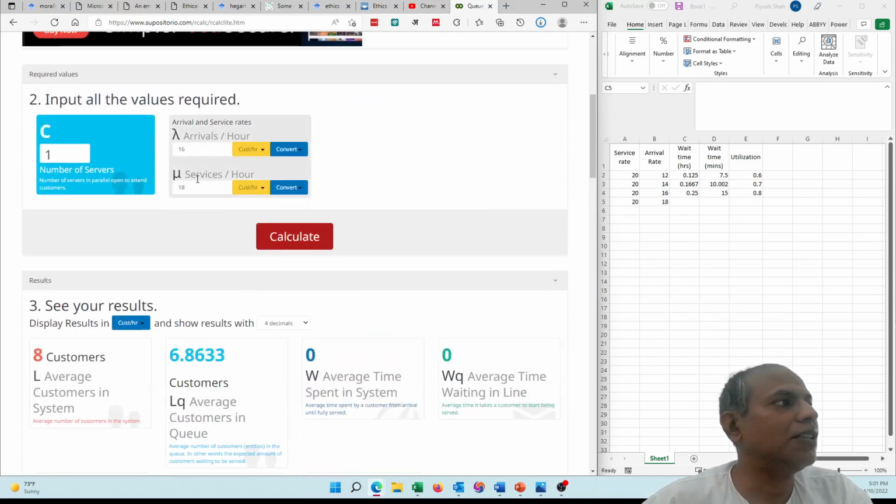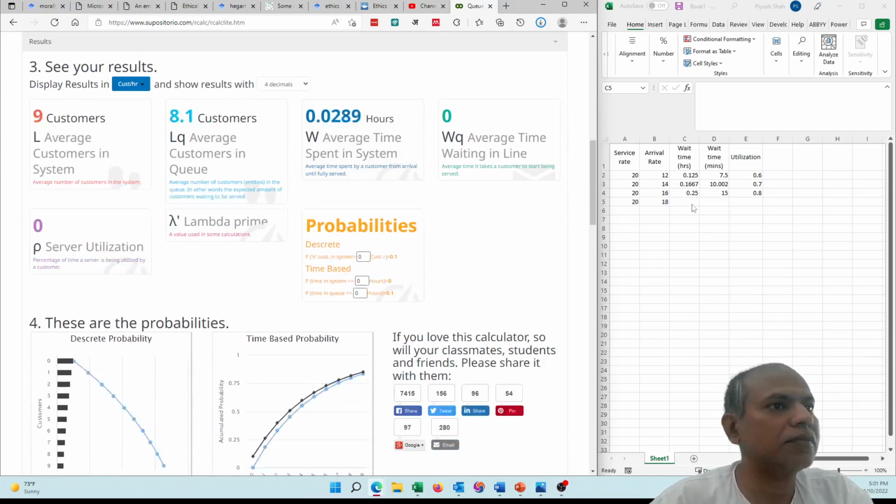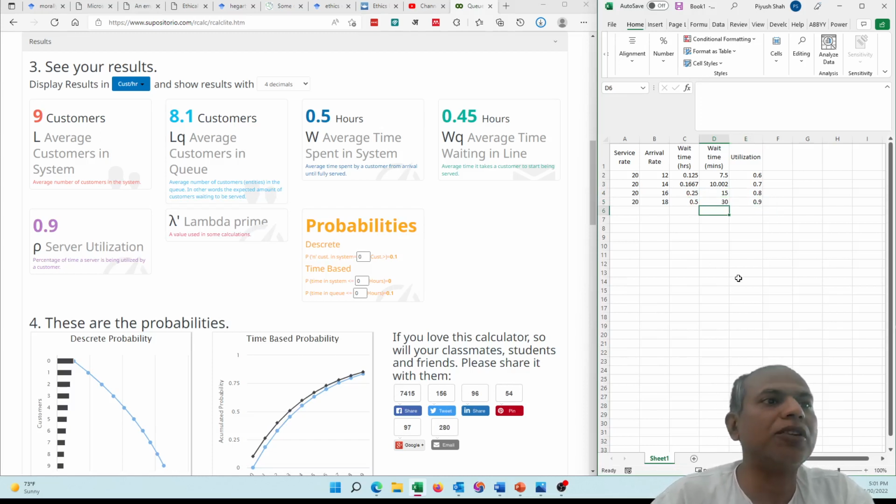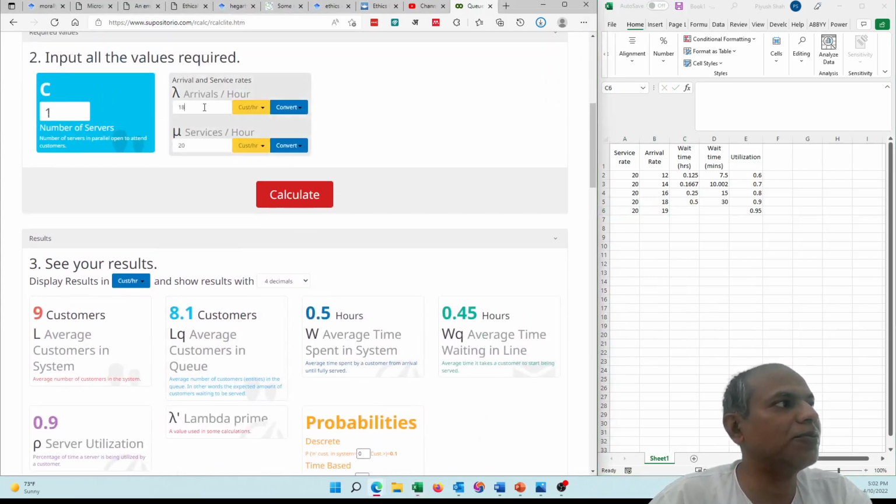Oops, I changed the arrival rate. I'm sorry, let's go back. Service rate is 20, arrival rate is 18. Calculate. It says now on average a customer has to wait 0.5 hours, which is equal to 30 minutes, and the utilization of 90% is given. So I'm going to do 19, next. It already has calculated the utilization for me.